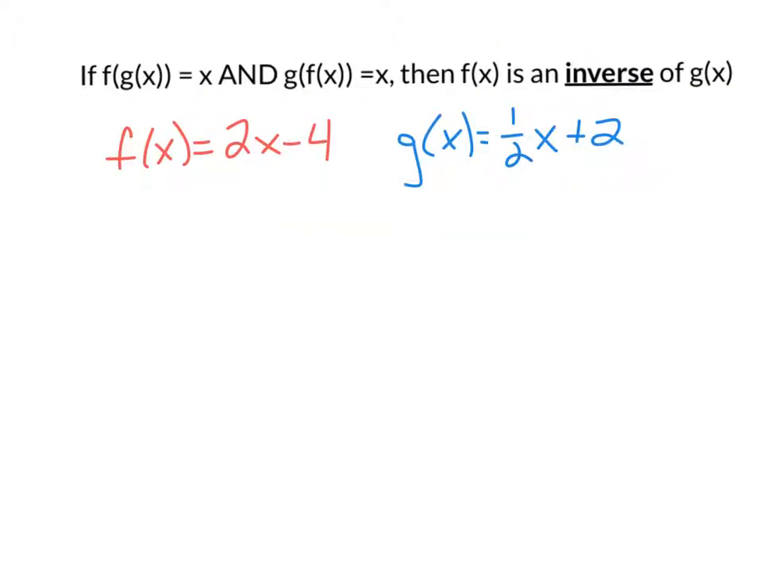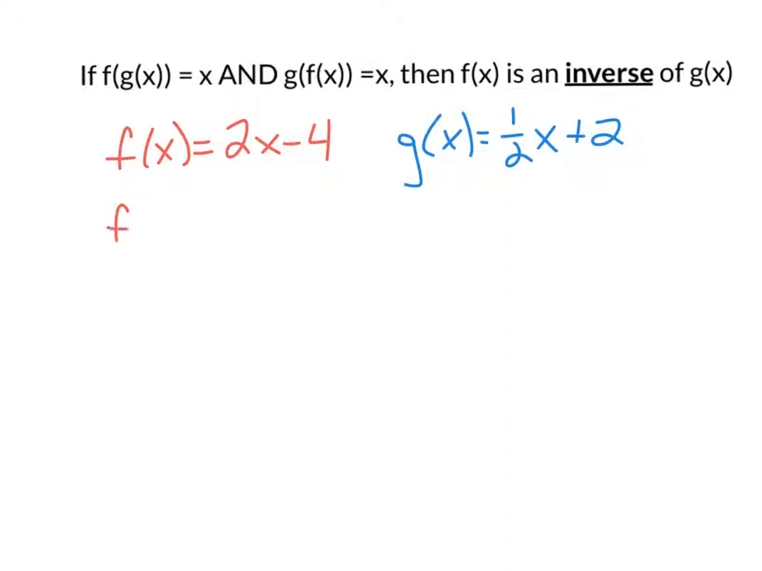So let's look at how we can use composition of functions in order to determine whether or not two functions are inverses of each other. This statement, that if f of g of x equals x and g of f of x equals x, then they are inverses of each other, should kind of remind you of the fact that inverses reflect over the line y equals x, so maybe it makes a little sense to you. So let's see what happens when we try this out.